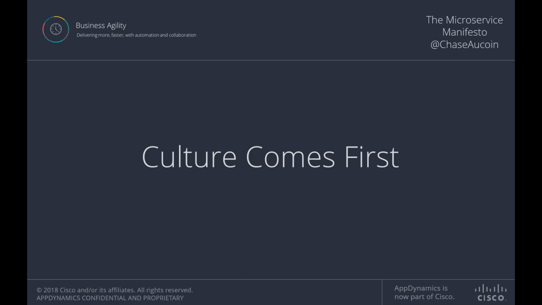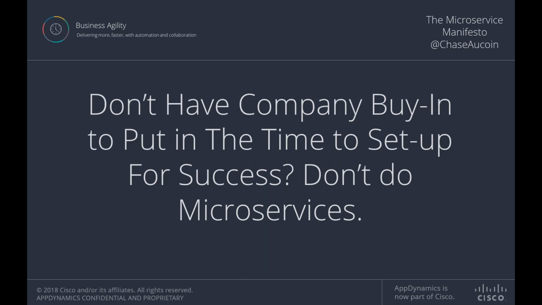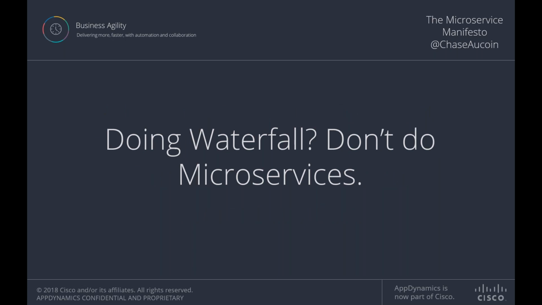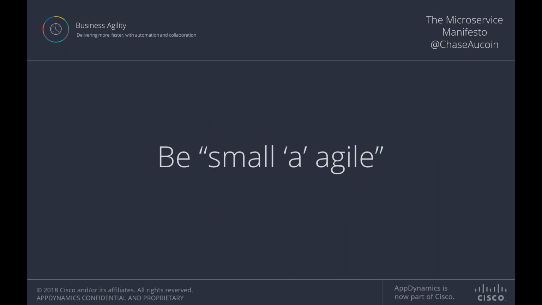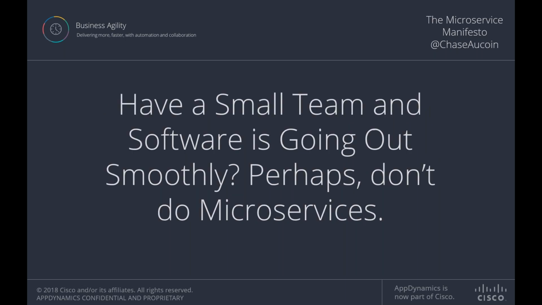A couple learnings from the field. 1, culture comes first. If you don't have a good system in place and a good culture in place that's going to really adopt this, you're not going to have a good time with microservices. Don't have company buy-in or the time to set up for success, don't do microservices. Doing waterfall, don't do microservices. Be small, agile, as in nimble or sprightly. That doesn't necessarily mean pigs and chickens and ducks and weasels or whatever. Just be nimble, right? If you've got a small team and software is already going out really smoothly and awesomely, perhaps don't do microservices. If it's not going to add anything to what you're already doing, don't do it.